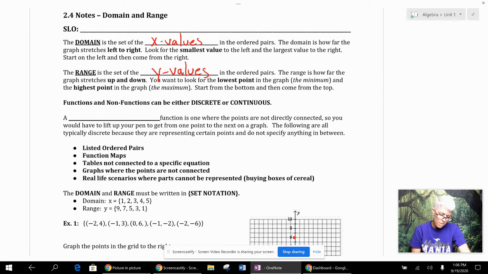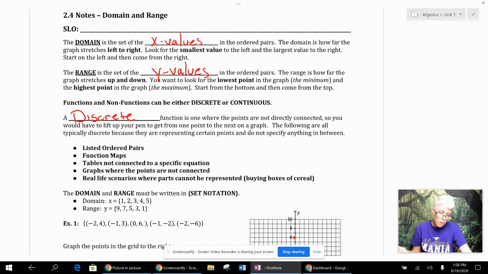So it says functions and non-functions can either be discrete or continuous. And a discrete function is one where the points are not directly connected, kind of like points on a graph. So you would have to lift up your pen to go from one point to another point. As soon as you're lifting up your pen, it's going to be considered discrete.